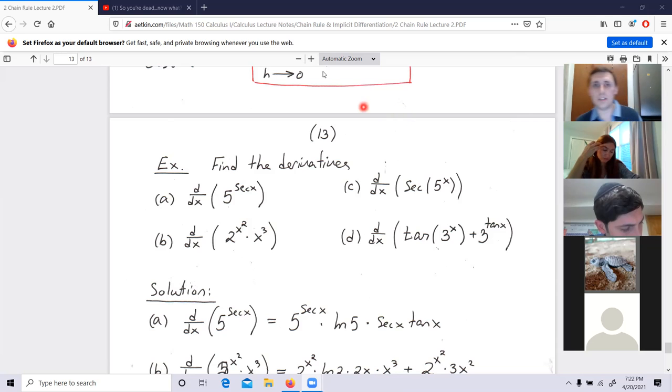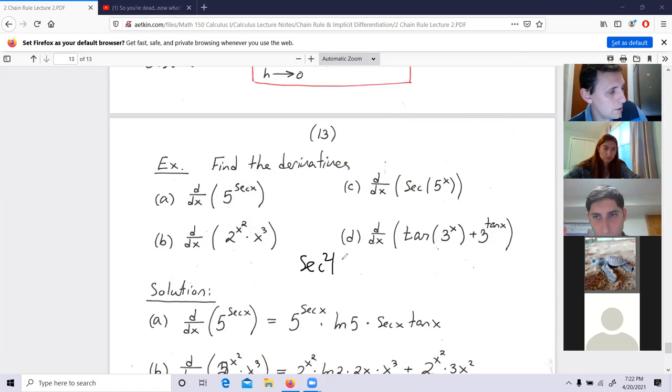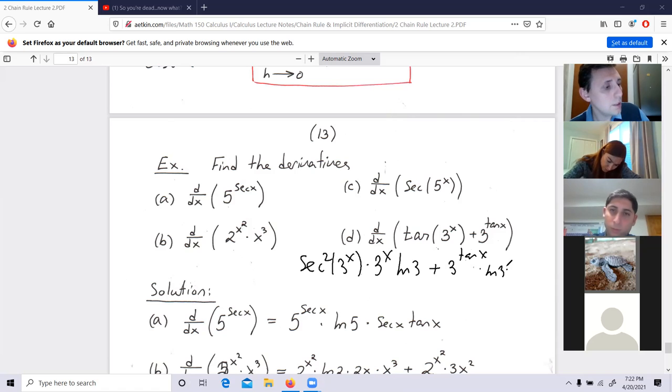All right, so you understand the idea, guys. It's a bit tedious. All it is is: what's the derivative of tangent? The derivative of tangent is secant squared of 3 to the x times the derivative of the inner function, which is 3 to the x ln 3, plus the derivative of 3 to the tangent x, which is 3 to the tangent x times ln of 3 times the derivative of tangent, which is secant squared x.